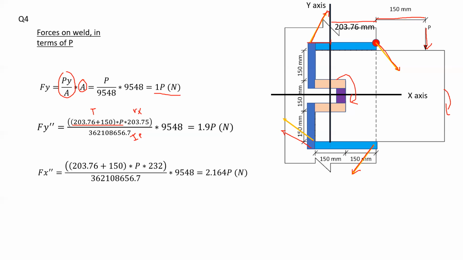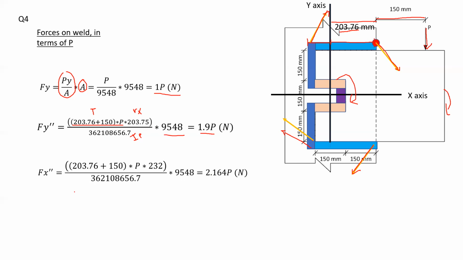So either I have this one or I have this point in here. Now, of course, this one is 103 and the other one is 203.76 millimeters. So I'm going to take this value, substitute it, and divide by the polar moment of inertia. Lastly, I'm multiplying by the area to convert from stress to force. And it appears that the force in the y direction caused by the torsion is 1.9 P in newtons.